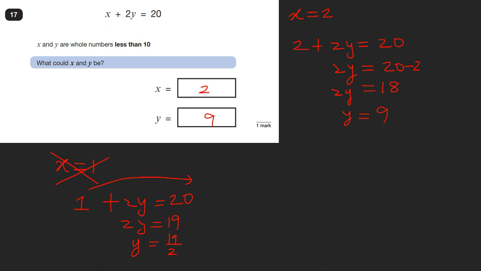Right? There are many answers possible. x can be 4 and y can be 8. You can get x equals 6, y can be 7, and you can get x equal 8 and y can be 6. There is more than one answer possible.